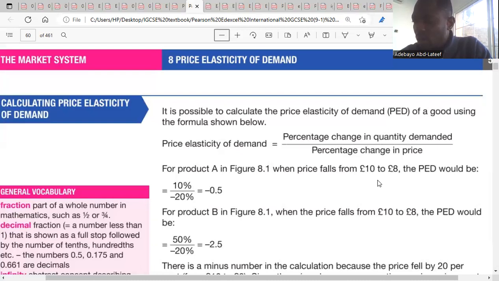Minus 2 here, 1, here 2. The answer is minus 2. 4 divided by 2 is minus 2. Did you get it? So this is how to calculate the price elasticity of demand.